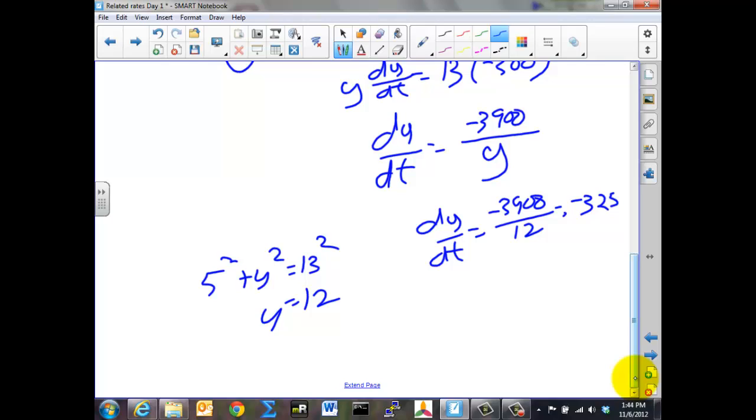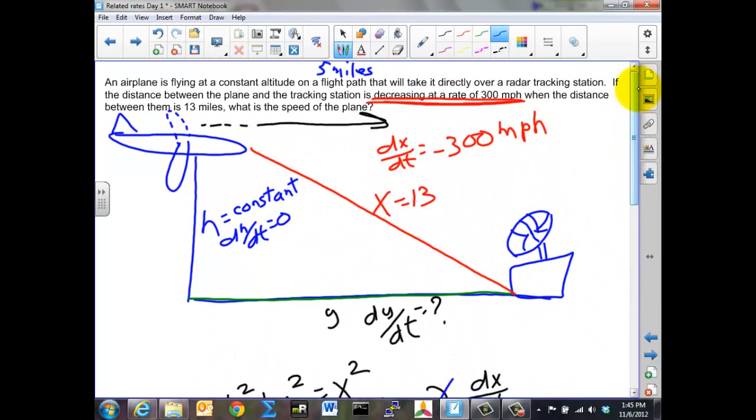12 will go into that 36, give you 3, 30, it'll go 2, 24. Okay, negative 325. So he's flying at negative 325 miles per hour. What does the negative mean? He's going backwards? He's descending. No, we just said he's flying. No. He's approaching the radar station. He's getting closer to the radar station, okay? Yes. So that means he's getting closer to the radar station all this time, okay? That's the reason it's negative 325.